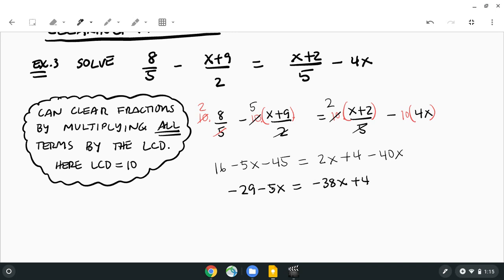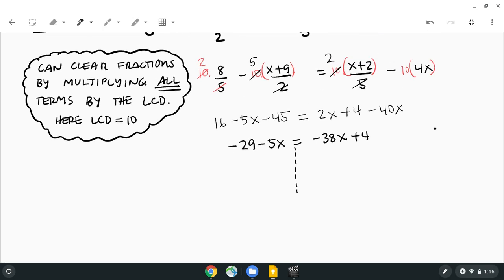Okay, and again, you have x's on both sides. So over here, we can either add 5x to both sides, or we can add 38x to both sides. Okay, so I'm going to go ahead and choose to add 38x to both sides.